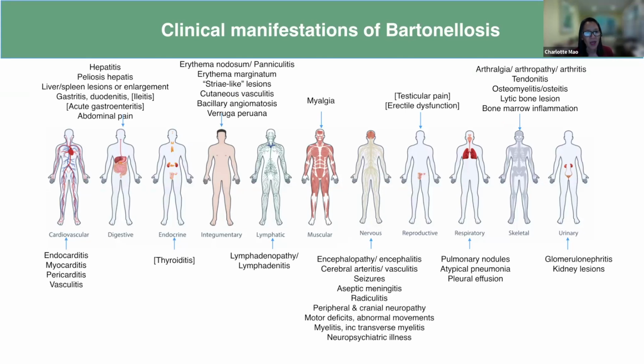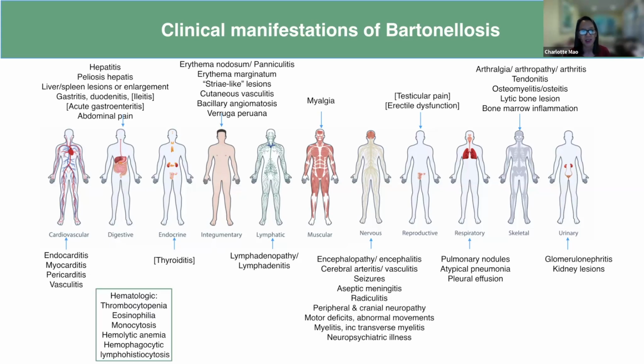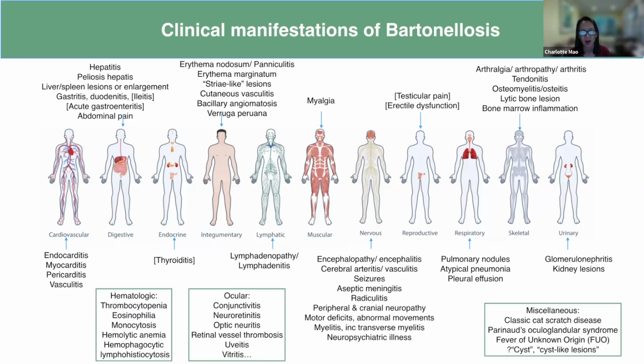And not surprisingly, then there can be very widespread clinical manifestations of Bartonellosis, as this organism can spread to many different organ systems, and you can see them represented here in this diagram. These are all manifestations that have been reported in the literature for Bartonellosis, additional ones listed in the boxes here. And the ones that are in brackets are ones where there maybe are only one or two case reports. But otherwise, all these manifestations have been well documented in the literature.